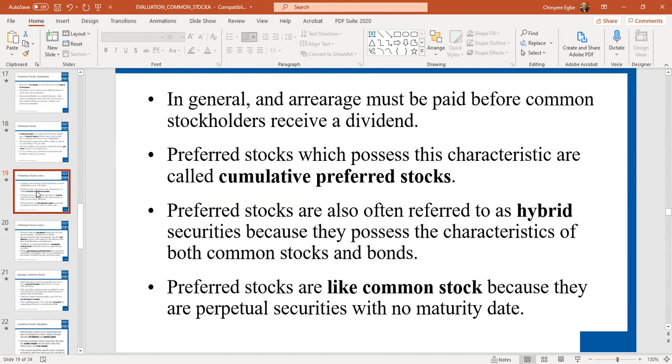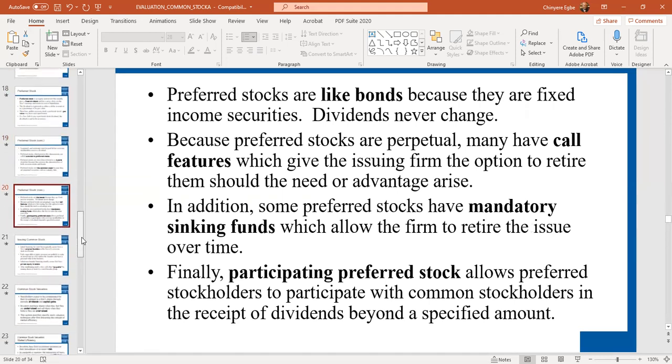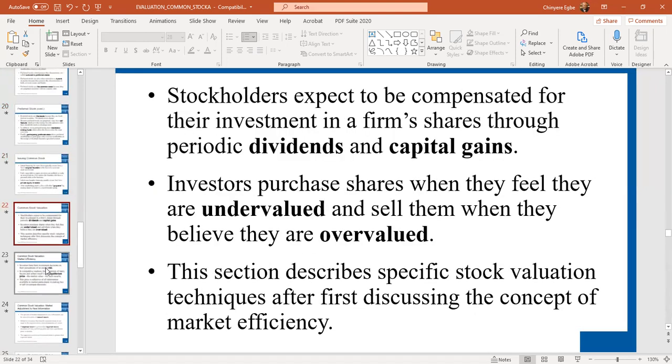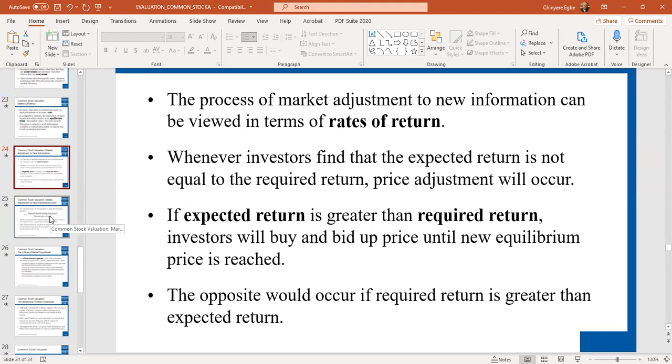Okay. Now, sometimes a company is not able to pay the dividend on preferred stock, and then they could become cumulative, so that if the dividend is not paid this year, then in the next period, all the arrears of dividends for preferred stock must be paid before common stock can receive any dividends.